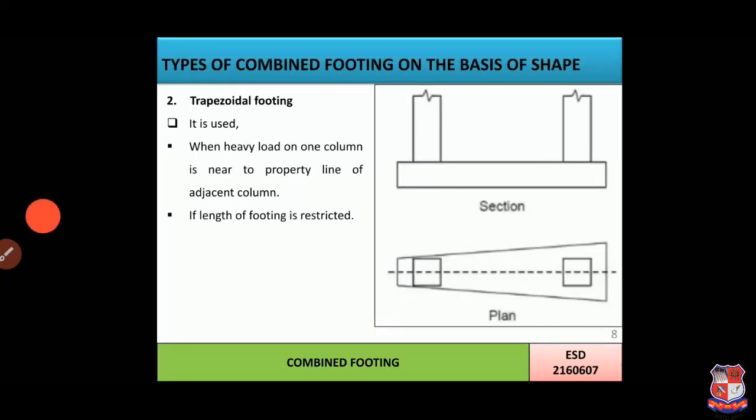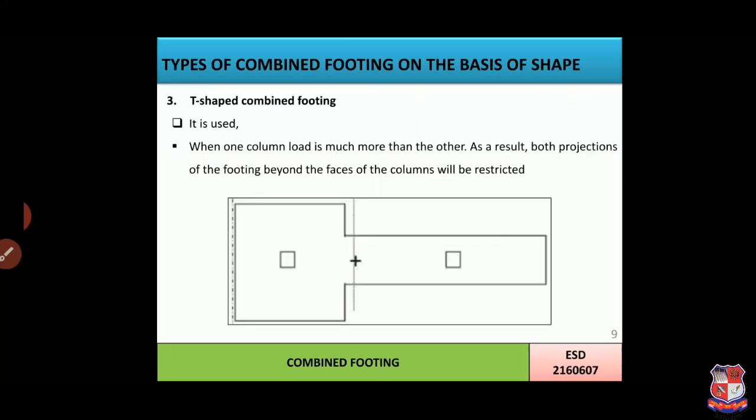Now second one, trapezoidal footing. Again we can see in the figure, from the shape we can easily identify it is a trapezoidal shape. Okay, I have shown the plan and section over here. It is used when heavy load on the column is near to the property line of the adjacent column, and if length of the footing is restricted. Now third, T-shape combined footing.